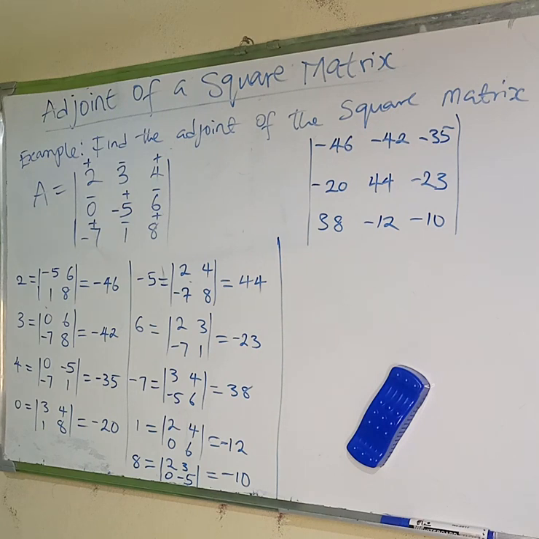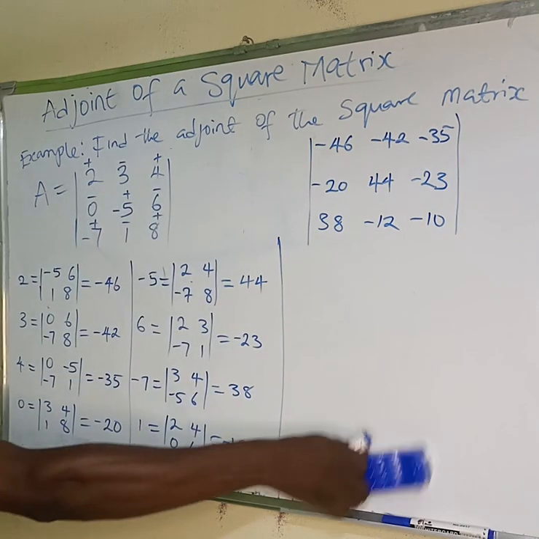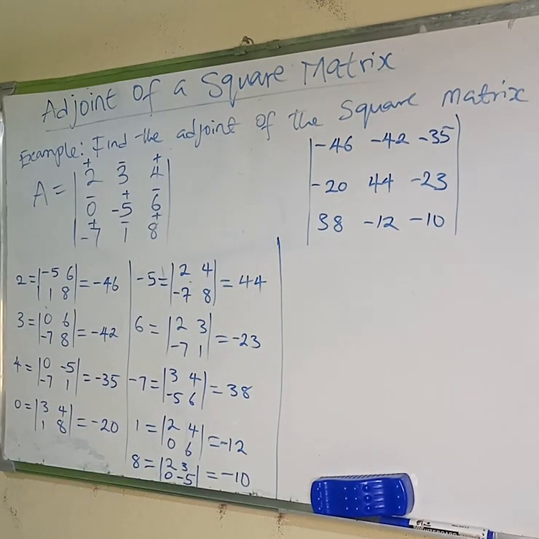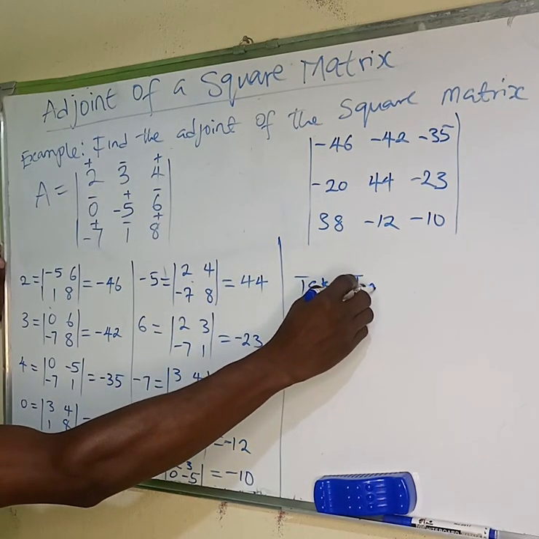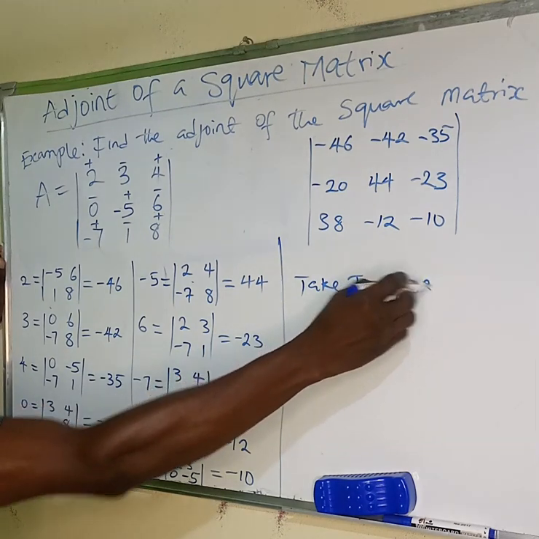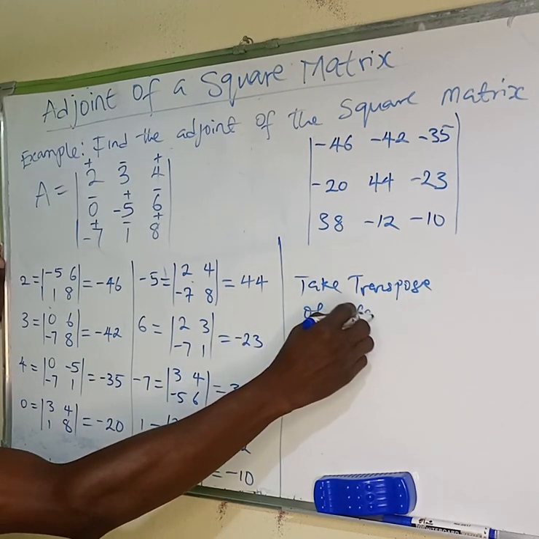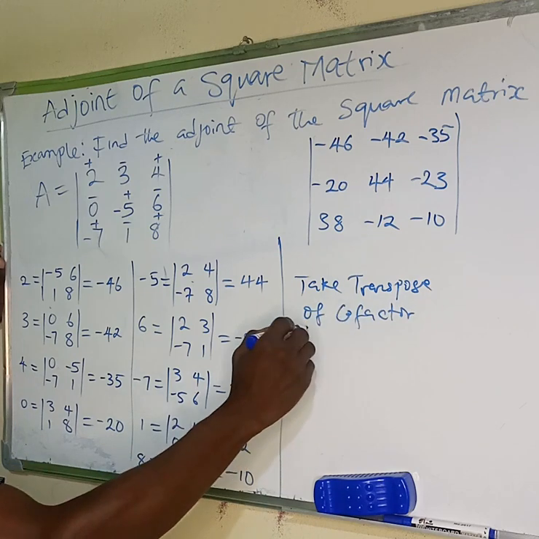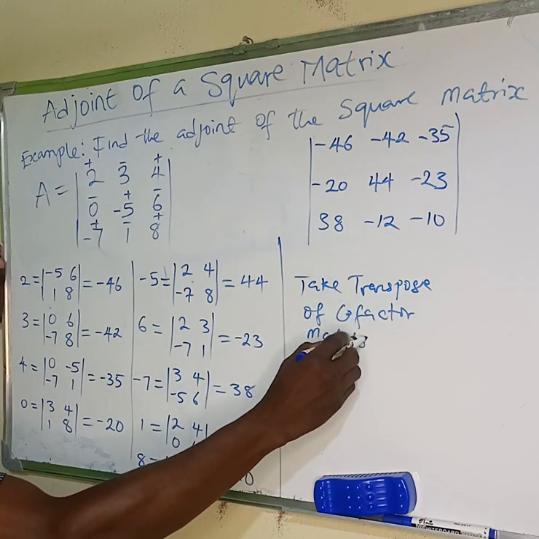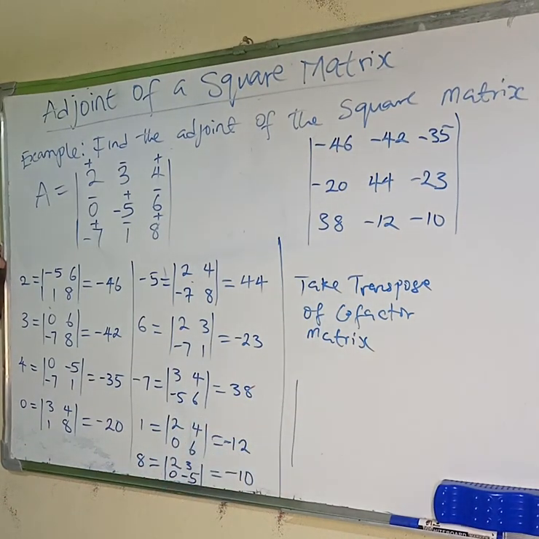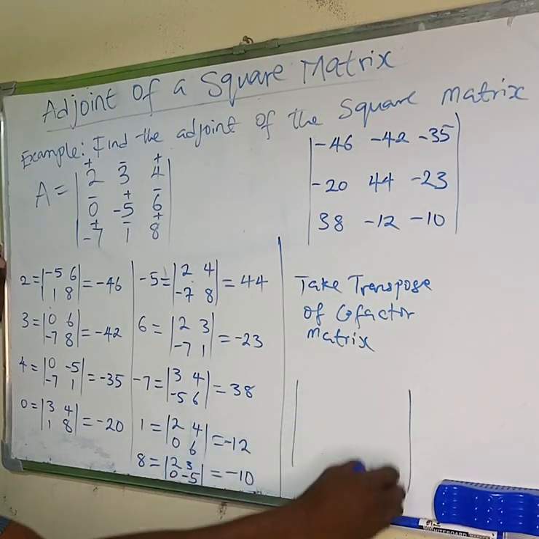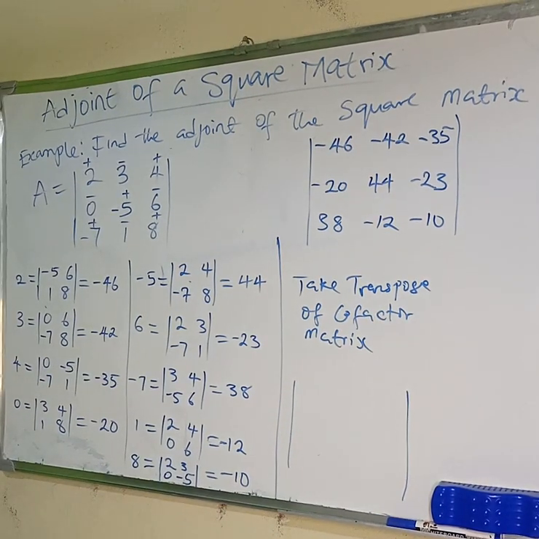Now the next thing we'll do, which is the last step, is to take the transpose of this matrix of cofactors. That is the last step. Take the transpose of the cofactor matrix. Now this is the cofactor matrix, so we'll take the transpose. In our previous video, we have explained the meaning of a transpose of a matrix, and the transpose of a matrix simply means that we should replace the rows with the columns.